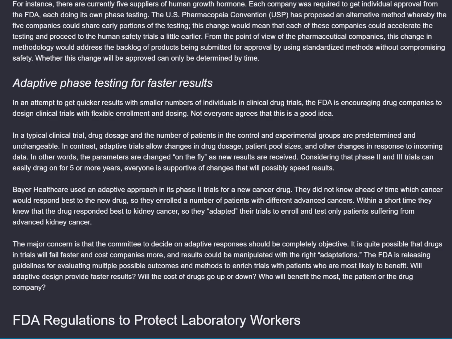The U.S. Pharmacopeial Convention, USP, has proposed an alternative method whereby the 5 companies could share early portions of the testing. This change would mean that each of these companies could accelerate the testing and proceed to the human safety trials a little earlier. From the point of view of the pharmaceutical companies, this change in methodology would address the backlog of products being submitted for approval by using standardized methods without compromising safety. Whether this change will be approved can only be determined by time.